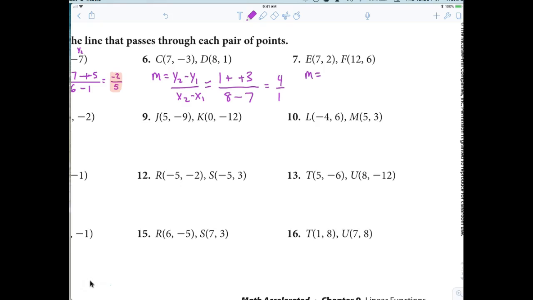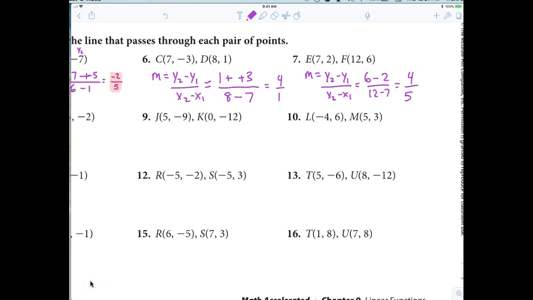So m, again, equals y2 minus y1 over x2 minus x1 equals. So what's y2, somebody? 6 minus, what's y2? Over 12 minus 7. What's 6 minus 2? 4. 12 minus 7. So my slope is what? 4 over 5. Is everybody agreeing with me? That's not that bad, right? So that means you go up 4, and you're going to run what? 5. Is everybody happy with that explanation?